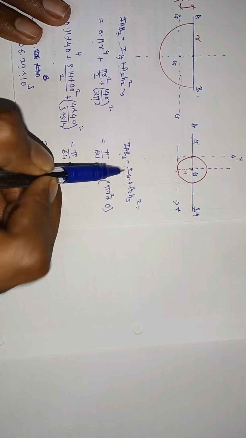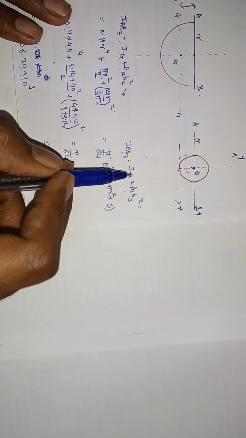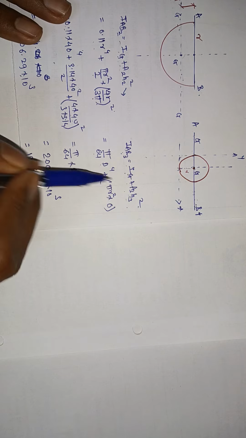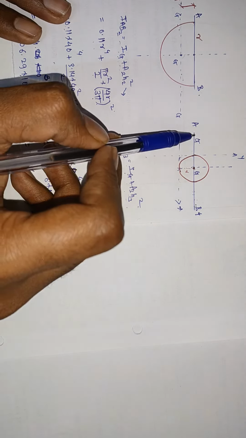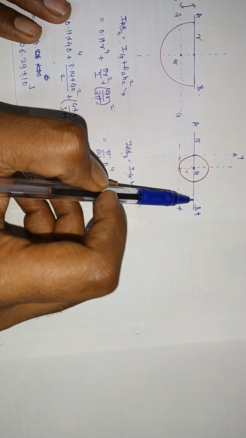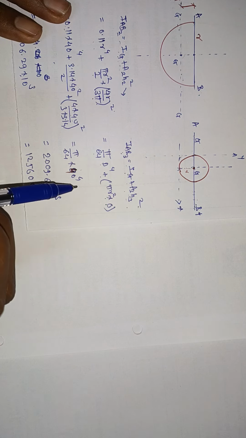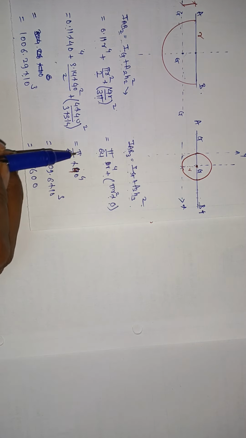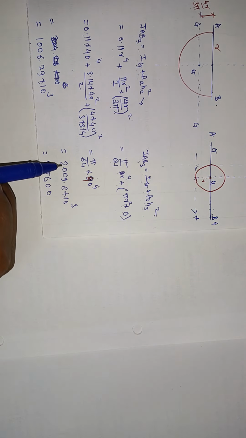So IAB3 is equal to the moment of inertia about the centroidal axis plus A3H3 square. The moment of inertia about the centroidal axis, which in this case is about AB, is pi by 64 d raised to 4, plus the area of the circle, pi r square, into h. H is the distance between the centroidal axis and the reference axis AB. In this case the centroidal axis and reference axis are the same, hence this distance becomes 0. Actually here it is r raised to 4, so pi by 64 r raised to 4. You will get a value here.